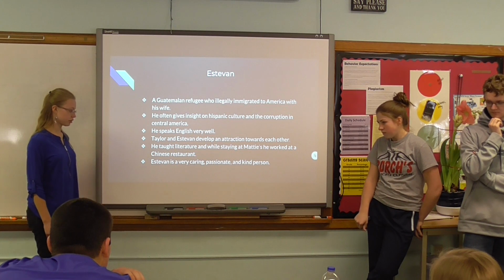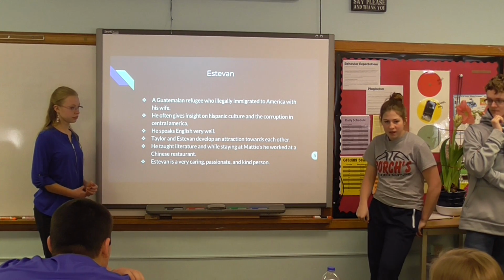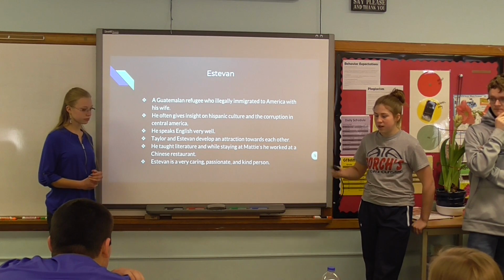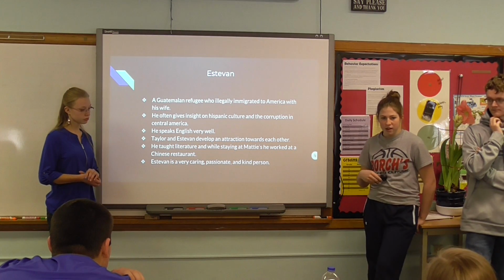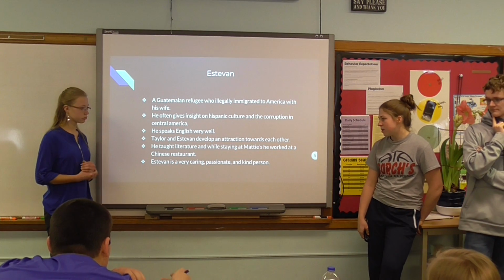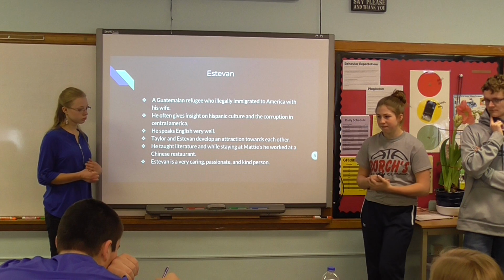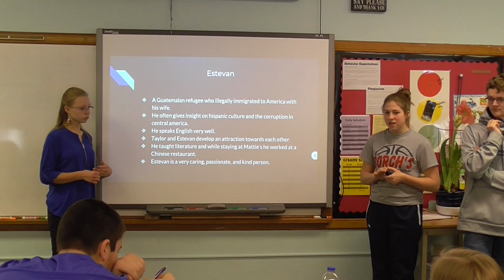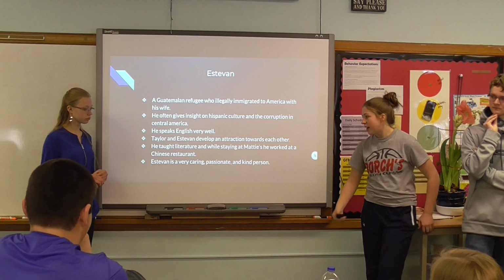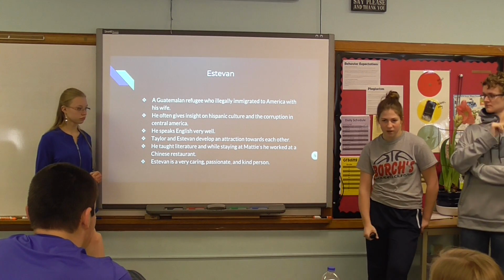And he is a very caring, passionate, and kind person. For Esteban being an illegal immigrant, he's really smart, and he was a teacher, he taught literature, but when he got to the United States, he couldn't do that. He had to work at a Chinese restaurant washing dishes because he couldn't get a job like that. He was really smart, and he spoke like a literature teacher, not using common words but a lot of harder words. Taylor was the one who got the attraction towards Esteban. Esteban was just friends with her, but she grew more of a feeling over time.